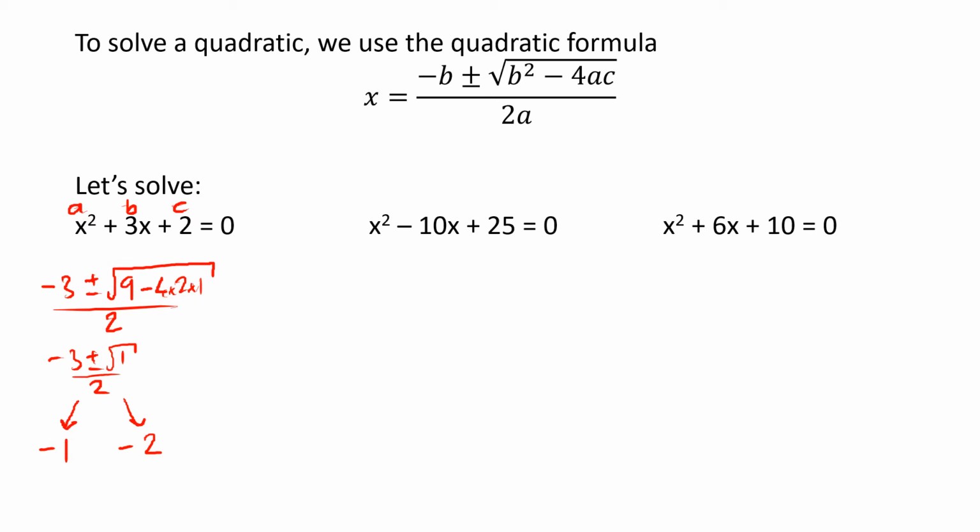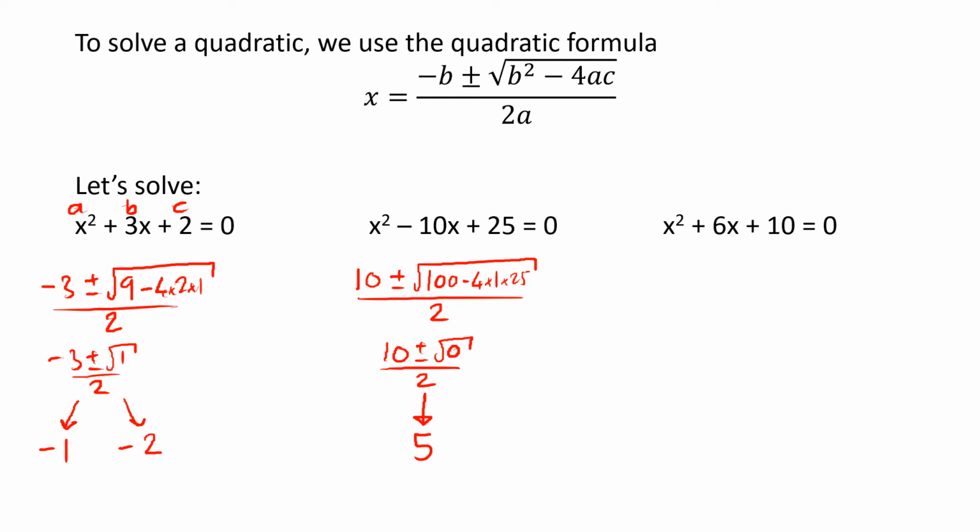What about for the second equation? Well, a is 1, b is minus 10 this time, and c is 25. So we're doing 10 plus or minus the square root of 100 minus 4 times 1 times 25, all over 2. Simplifying that, we get 10 plus or minus the square root of 0 over 2. So we only get one solution, 5.